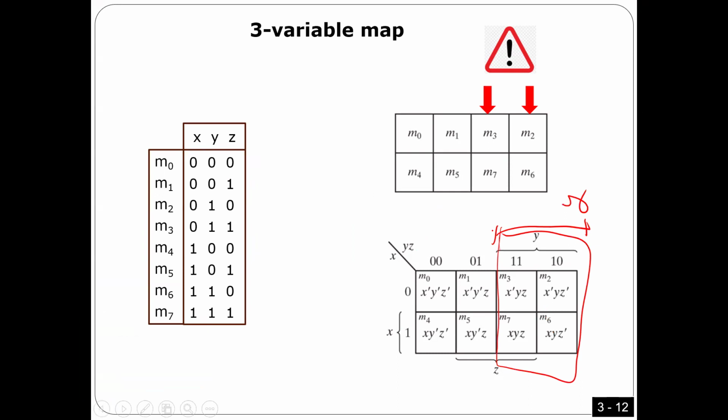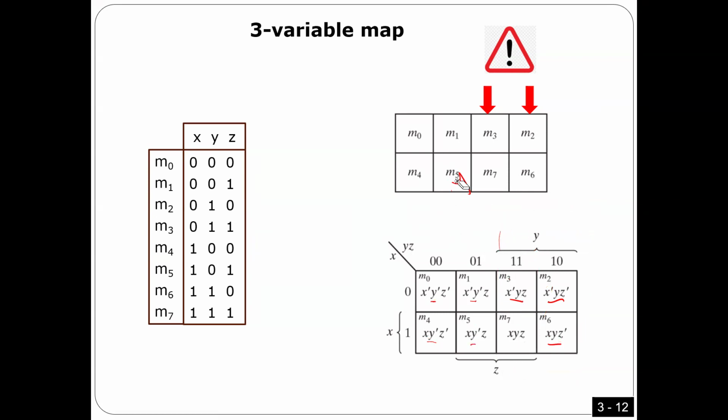It means if you look at all the minterms here, these are the minterms, they all have y. So you can see y, y, y, y. And when I tell you this is the area of y, that means anything else is the area of y prime. So in this area, all the minterms have y prime.